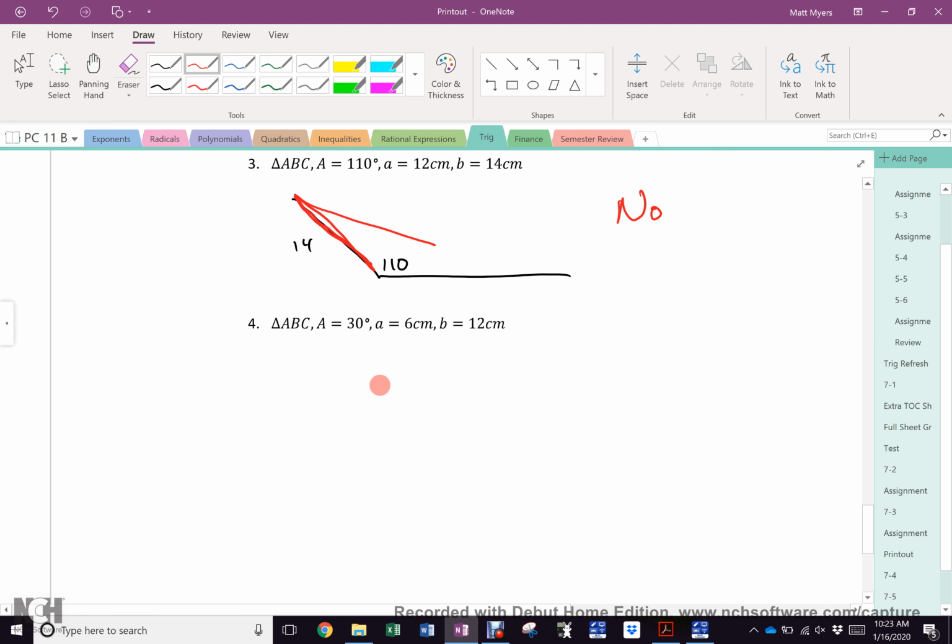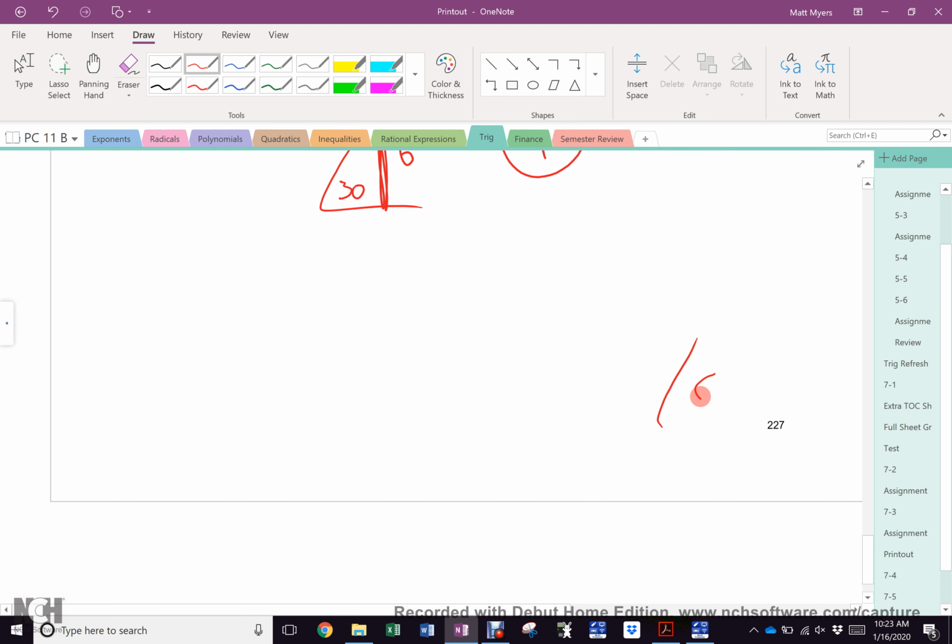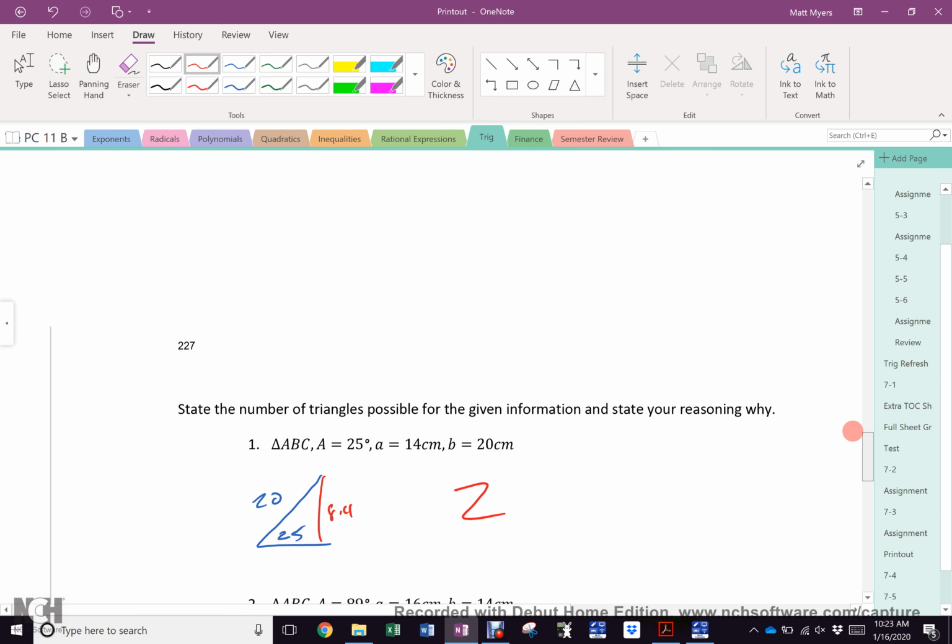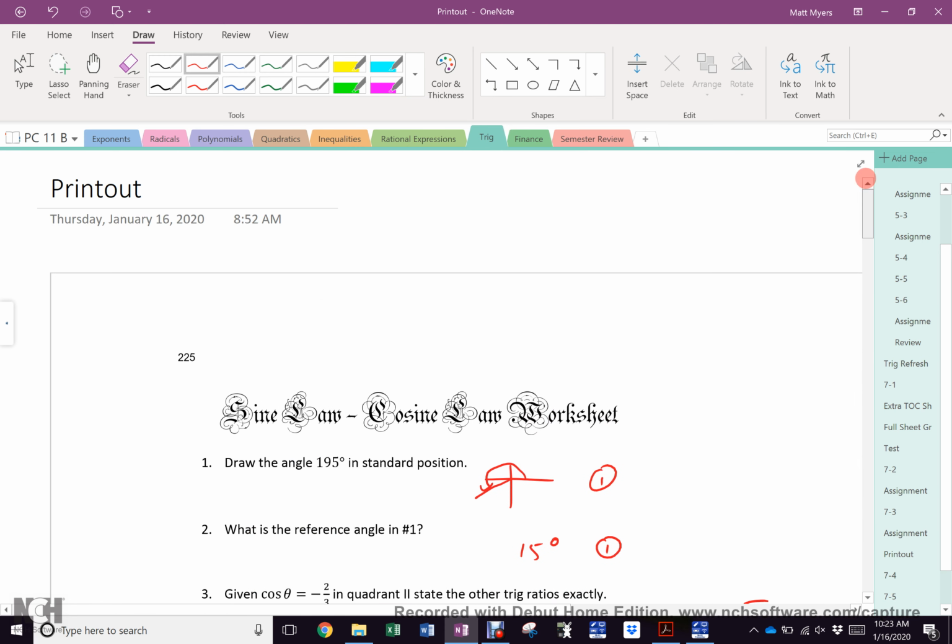And lastly, 30, 12. 12 sine 30 is 6. A is 6. A equals 6, so one triangle. Making that page out of 8. 8 and 6 is 14, and 13 is 27.